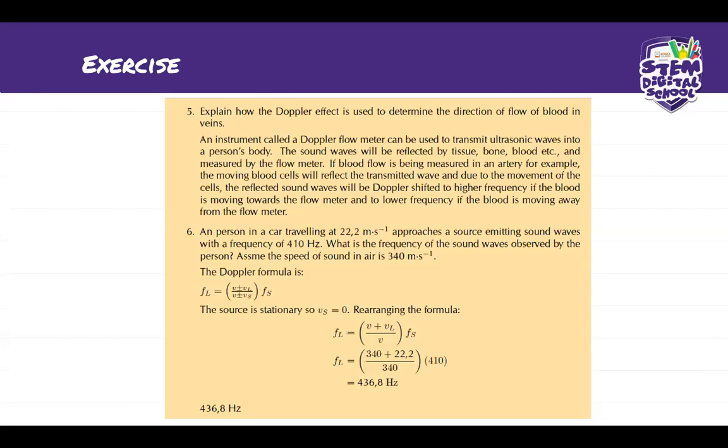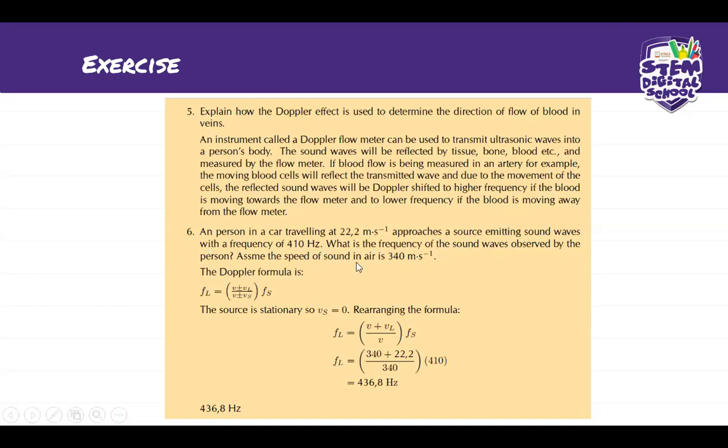Okay, so what does that mean, guys? It means that this time around, the listener or the observer is the one that is moving, and the source emitted sound waves at a certain frequency. The source in this case is standing still. So you are a person traveling and approaching a sound source at 410 hertz. What is the frequency of the sound waves observed by the person?